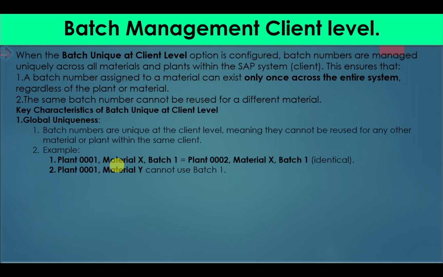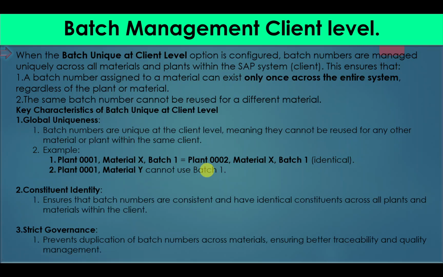So batch numbers are unique at the client level, meaning they cannot be reused for any material or plant within the same client. But for example, if plant 1 has material X batch 1, and if we are moving that material from one plant to another, that can be identical and it can have the same batch. However, in plant 1, any other material cannot use the same batch.